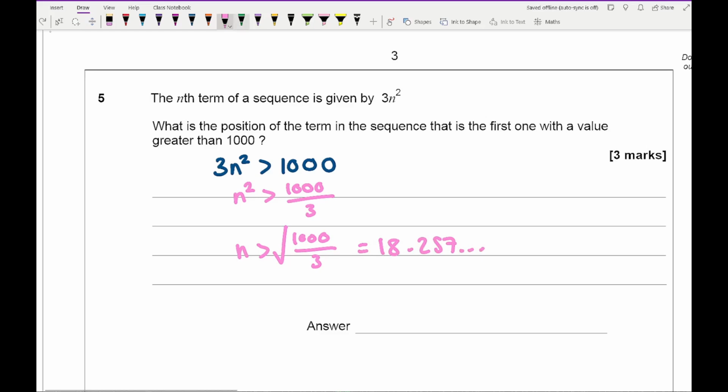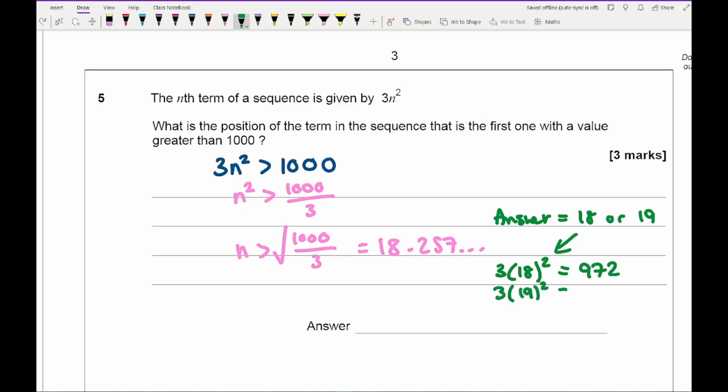Now here, the answer is going to be 18 or 19. So if I substitute 18 in there, I'm going to get 3 lots of 18 squared, which if I type that into my calculator, I get an answer of 972. But if I do 3 lots of 19 squared, I get 1083. So the answer, sorry, is going to be 19.